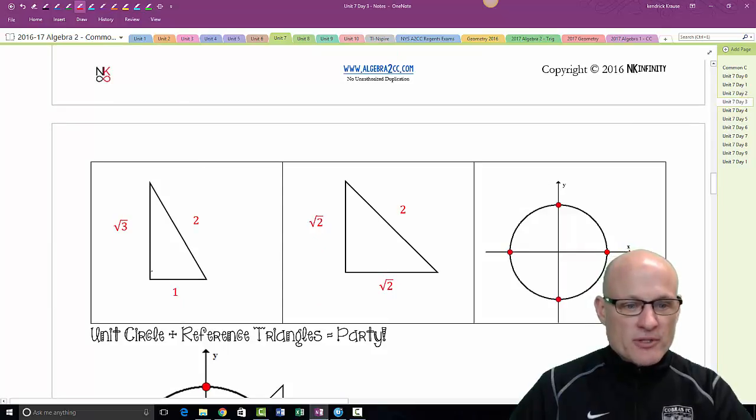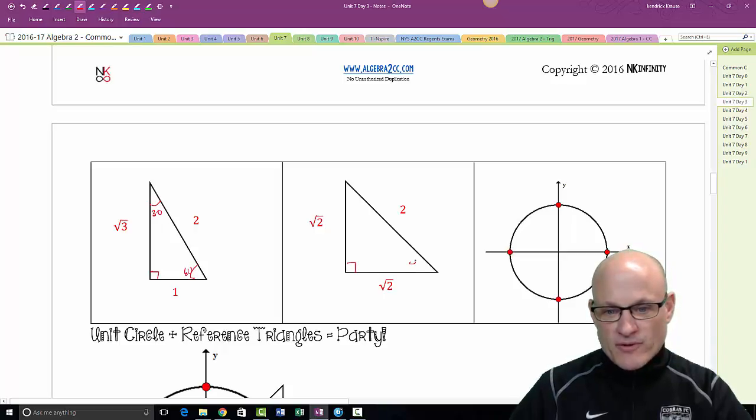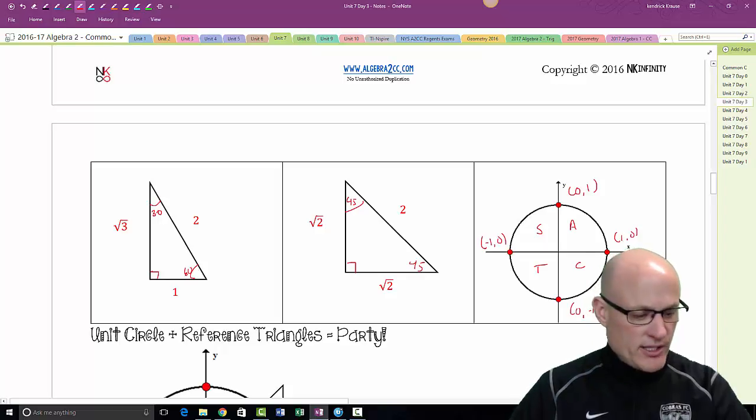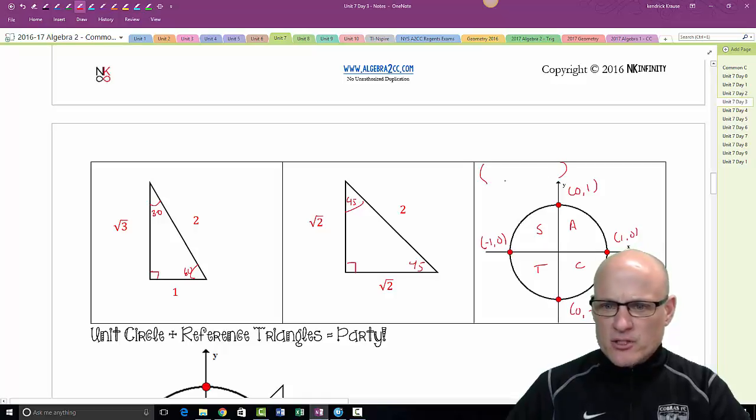So remember, I should have put the angles in here. Opposite the 1 is the 30. There's the 60. Remember, these are both 45 and 45. And over here, all students take calculus, 1, 0, 0, 1, negative 1, 0, 0, negative 1. Get used to that. And don't forget, and this is the big one right here, cosine of theta is the x. Sine of theta is going to be the y value.